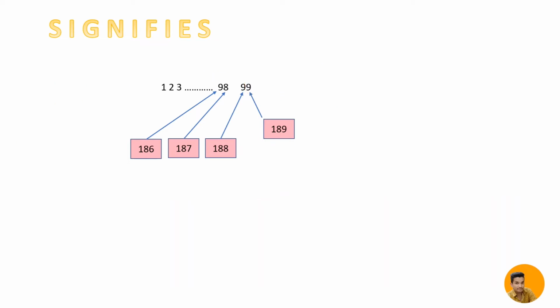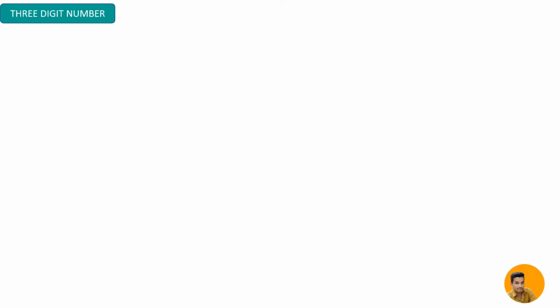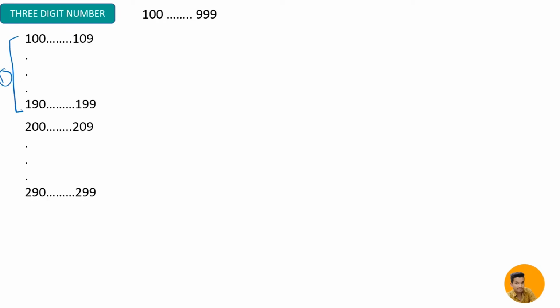Great, let's move ahead, and this time let's analyze 3-digit numbers. We know 3-digit numbers start from 100 and go up to 999. Then I can say this is 100 to 199, a block of 1, then I would have a block of 2, block of 3, block of 4, block of 5, block of 6, block of 7, block of 8. First, let's analyze the block of 1.